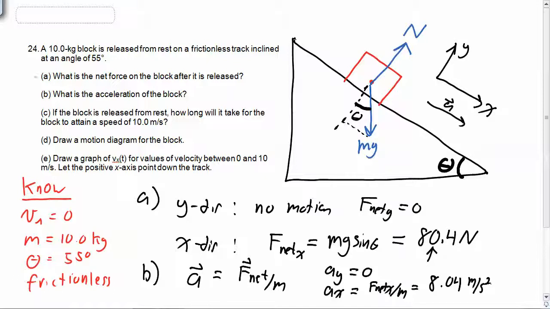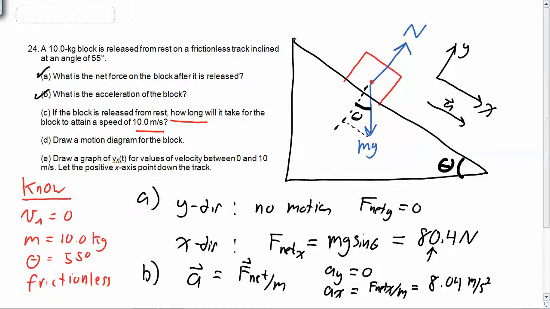All right, so there's part A of the problem and part B of the problem. That was the forces perspective. And the rest of the problem is all about looking at the block's motion as it slides down the hill. So in the first part of the next, as part C, we're asked to find out how long the block takes to obtain a final speed of 10 meters per second.